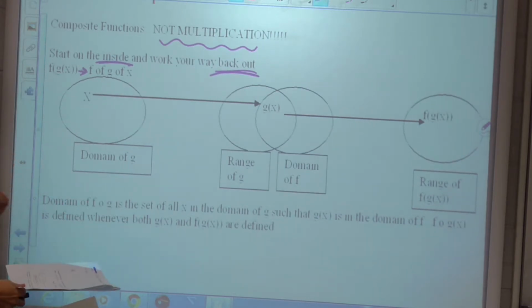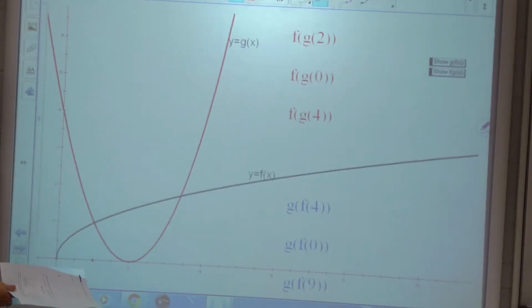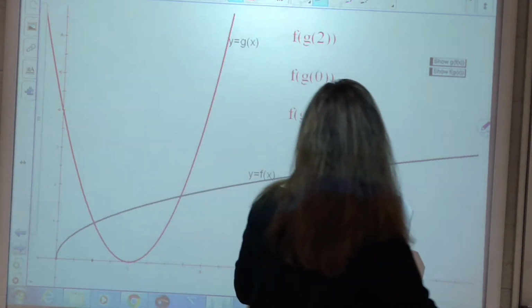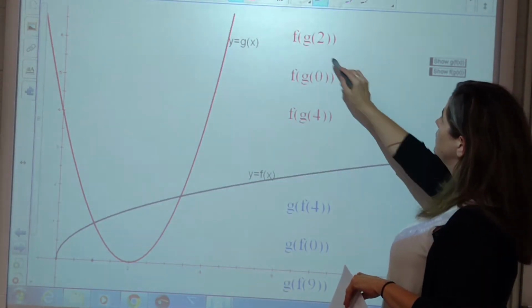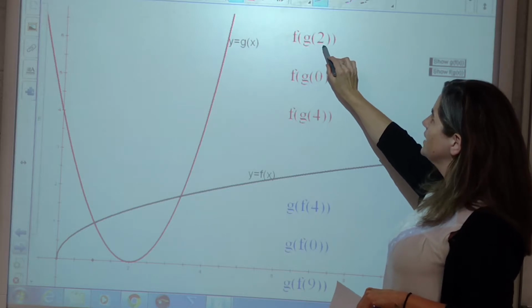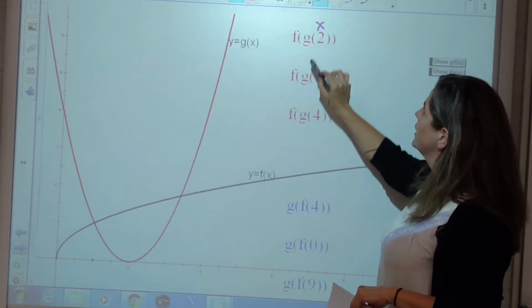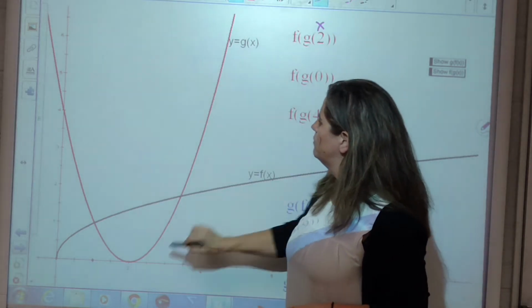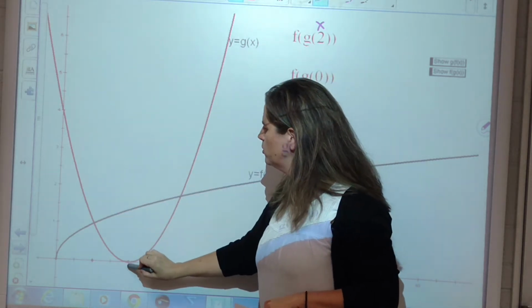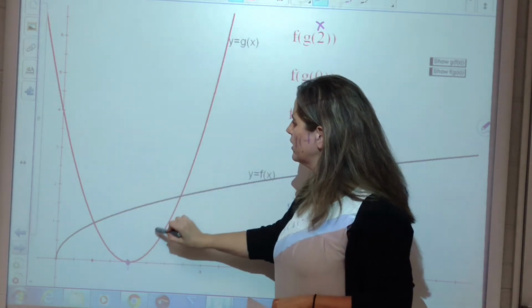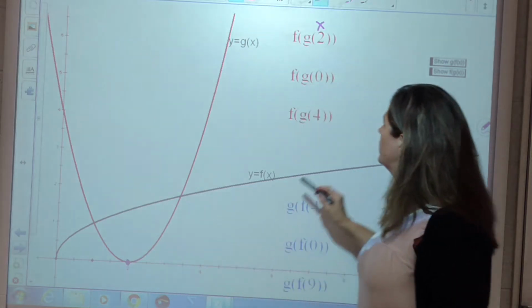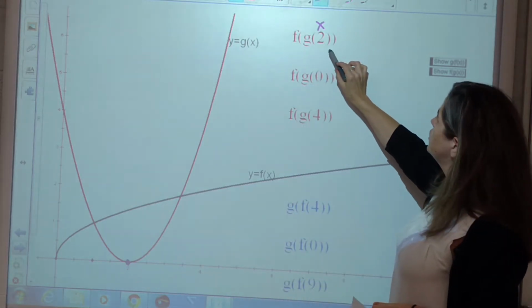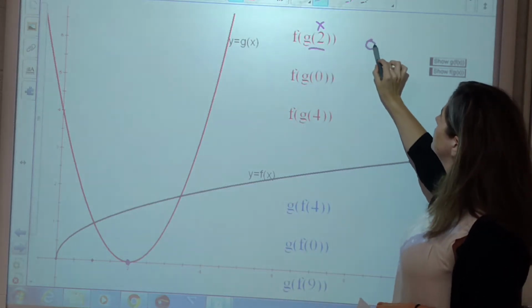And as far as the composition, we'll come back to that. Let's go ahead and take a look at the problems. These are like we were doing yesterday in the video. The number that they give you is the x value. So I want to know when x is 2, this is your x, what is the value of the function g? Well, here's 2, and your function actually sits right there at that point. So that means g of 2 is a 0.